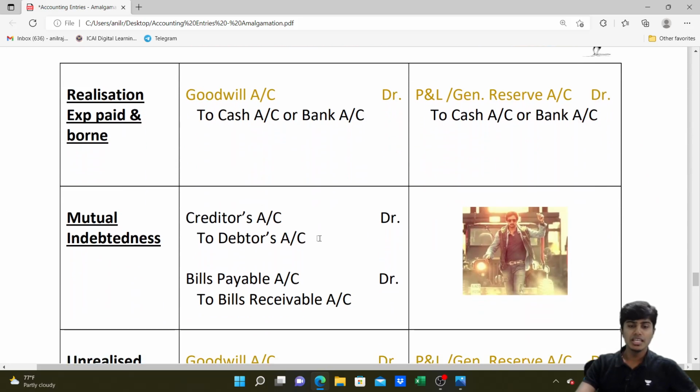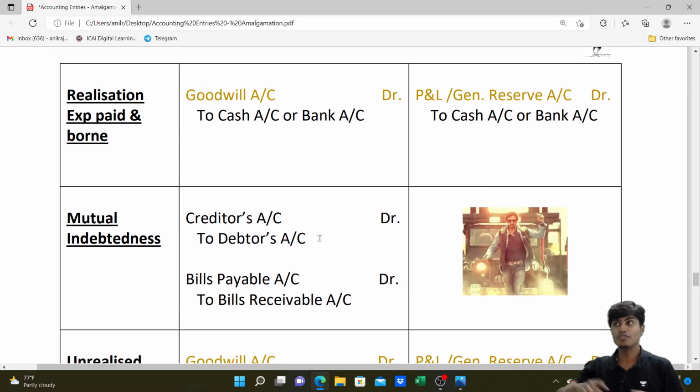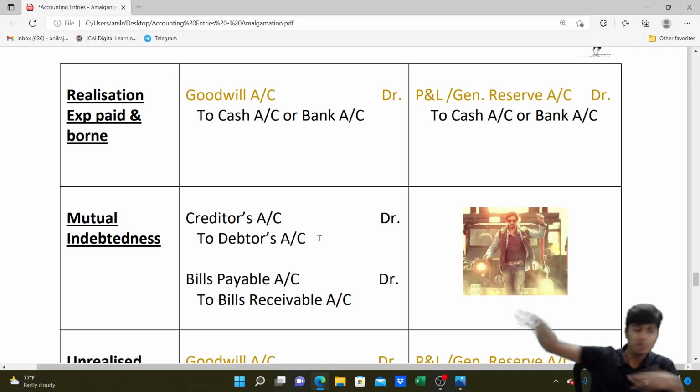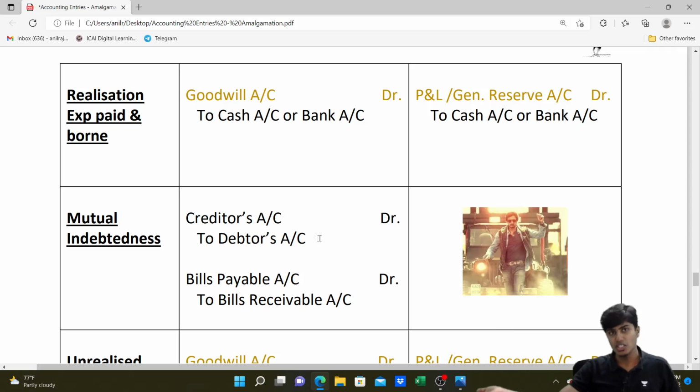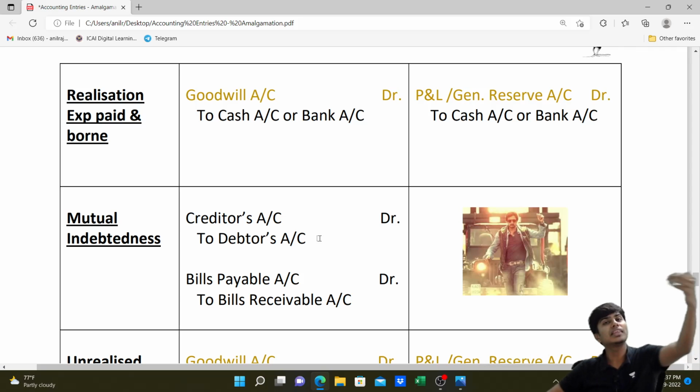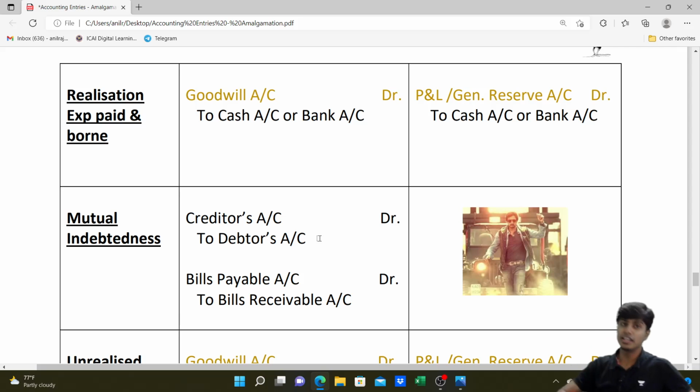The first thing is realization expenses of the transferor company if it is paid by the transferee. See, firstly, realization expenses is for realization of the transferor's assets and liabilities. Who should pay? Transferor should pay. If he has paid, he has borne it, we will not write an entry. But if we are reimbursing the expense of the transferor, or if we have paid the expense of realization, we have incurred expense, then we would have to write an entry.